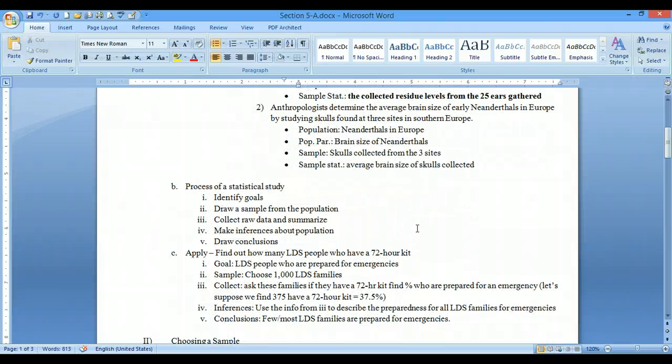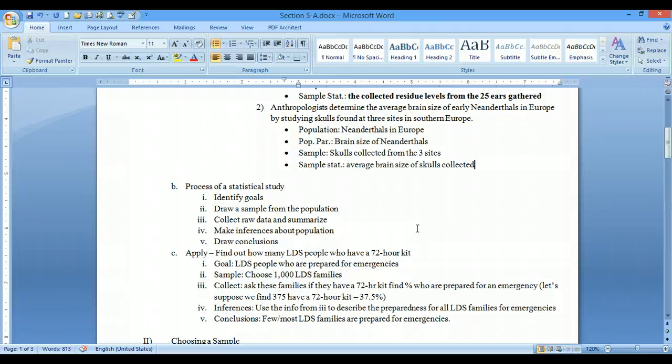So my first one is going to be kind of nice, breaking us in. We want to find out how many LDS people have a 72-hour kit ready. So the goal of my study is to find out how well prepared the LDS people are for emergencies. So I'm going to draw a sample. My sample needs to be LDS families, so I'm going to choose 1,000 LDS families. Number 3, collect the raw data. So of these 1,000 families, I'll either ask or survey or use some sort of way to collect the data.